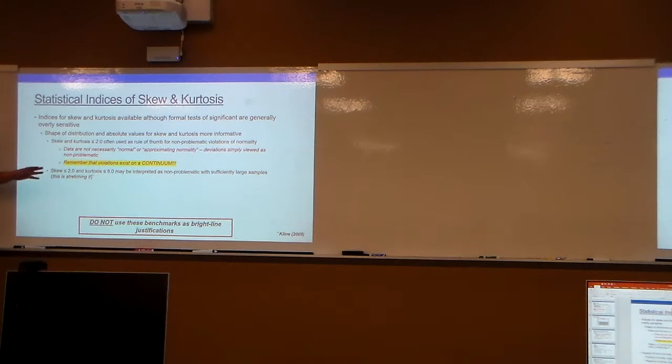What I don't want you to do is use these as a bright line benchmark. We're doing absolutely 100% against bright line benchmarks. A skew value of 1.99 is not meaningfully different than 2.1. Do not use these and think about these as different things, right?